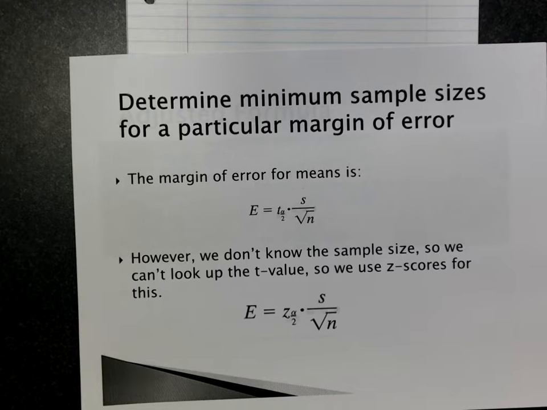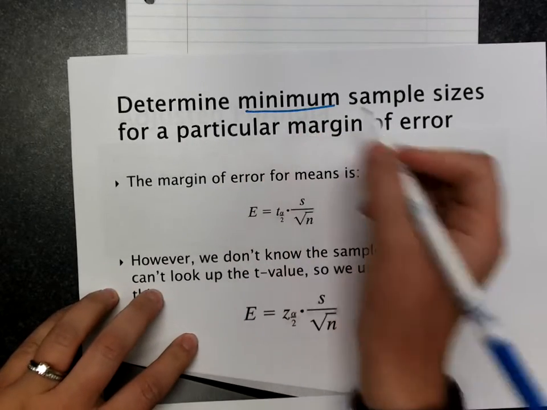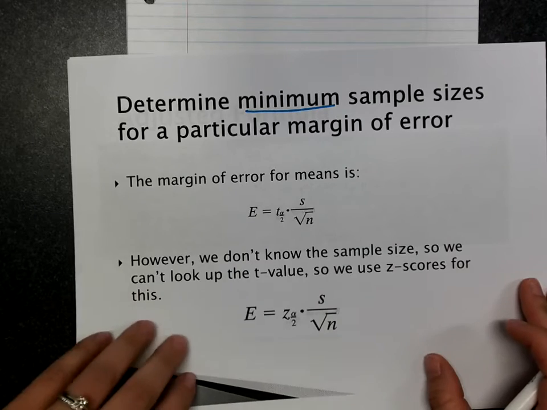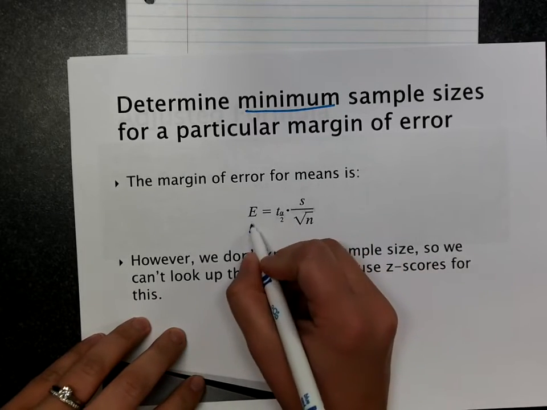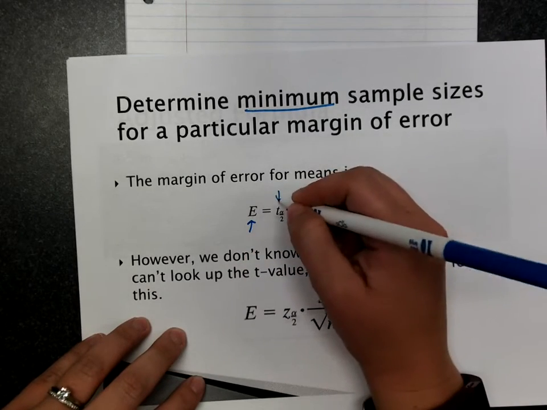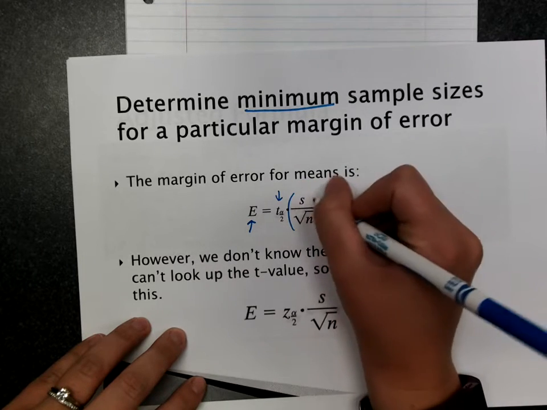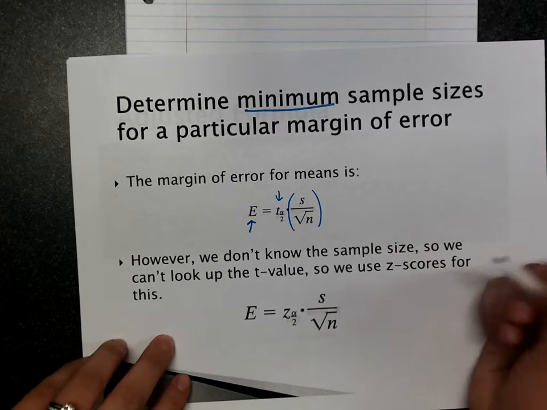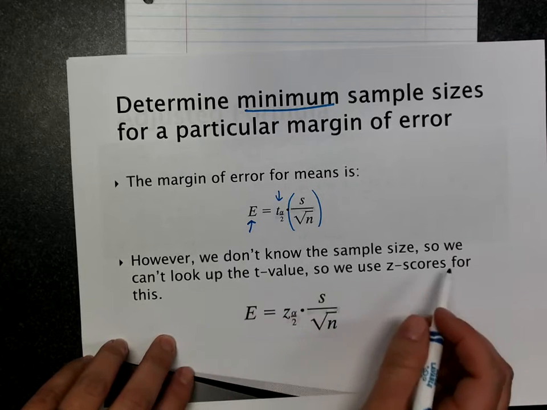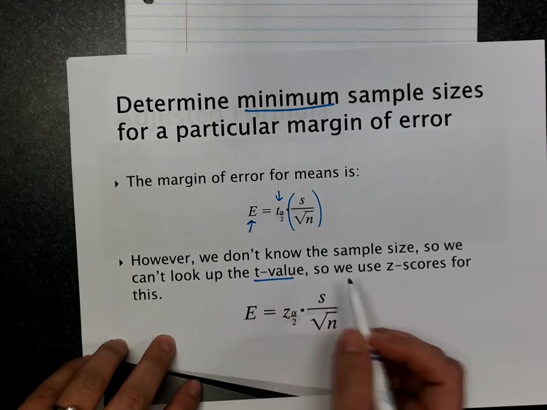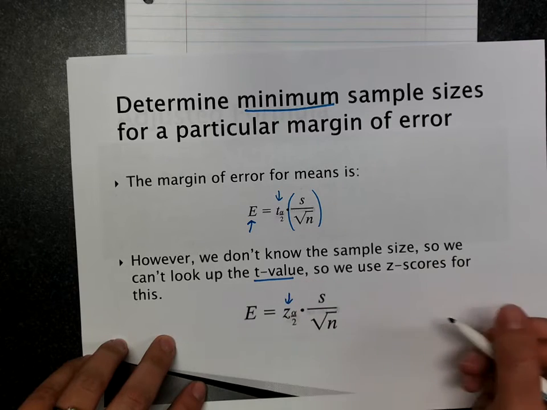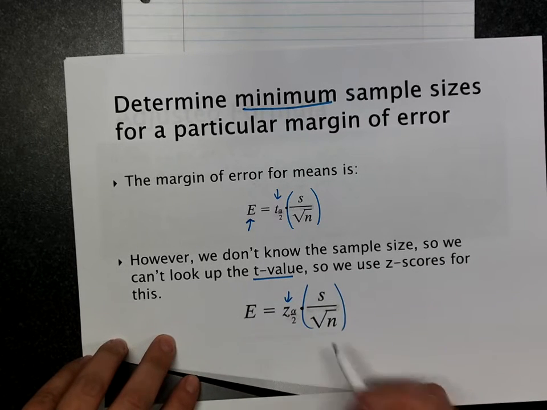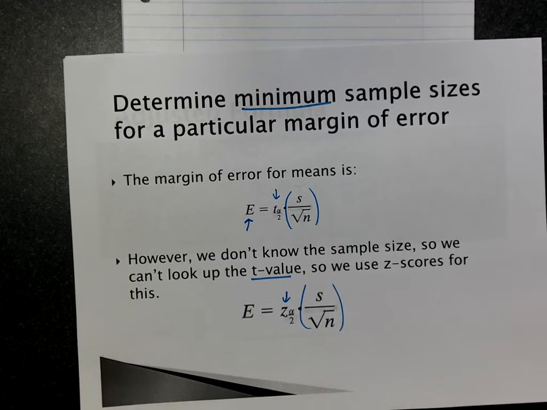The last part of section 9.2 is similar to the last part of section 9.1. It wants us to determine minimum sample sizes for a particular margin of error. So very similarly, this time the margin of error E is the t critical value, and again times the standard deviation for a mean. The only difference is we don't know the sample size, so we can't look up the t value. So instead we use the z critical value times the sample size.